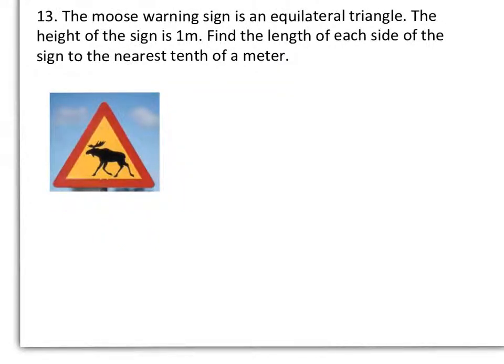In our last example, number 13, it says the moose warning sign is an equilateral triangle. The height of the sign is 1 meter. Find the length of each side of the sign to the nearest tenth of a meter. So let's go ahead and draw in our perpendicular height. So there's our 90-degree angle. It's 1 meter long. Since it said it was an equilateral triangle, I know this angle is 60 degrees. This angle is 30 degrees. So opposite my 60-degree angle is the 1 meter. So I know, we'll call this our side, and then this is twice our side.